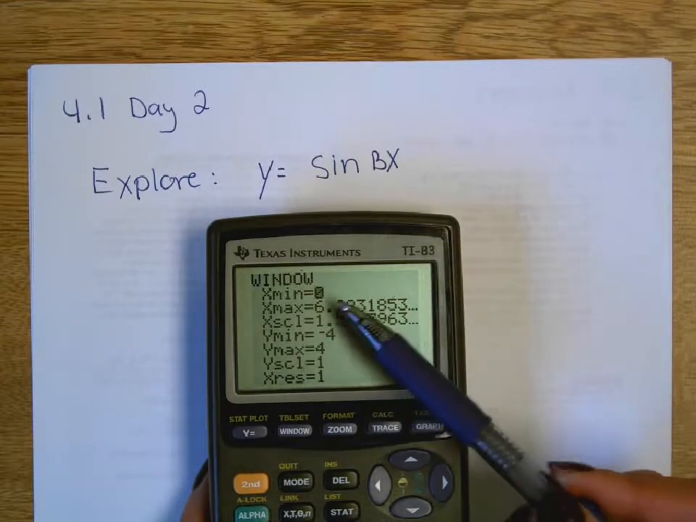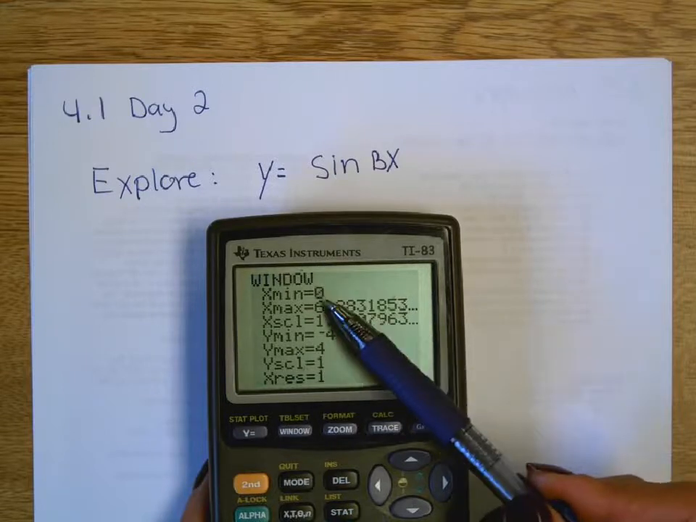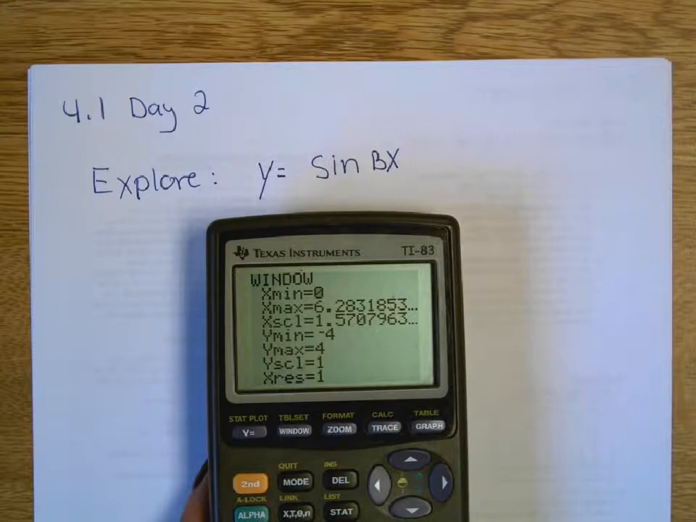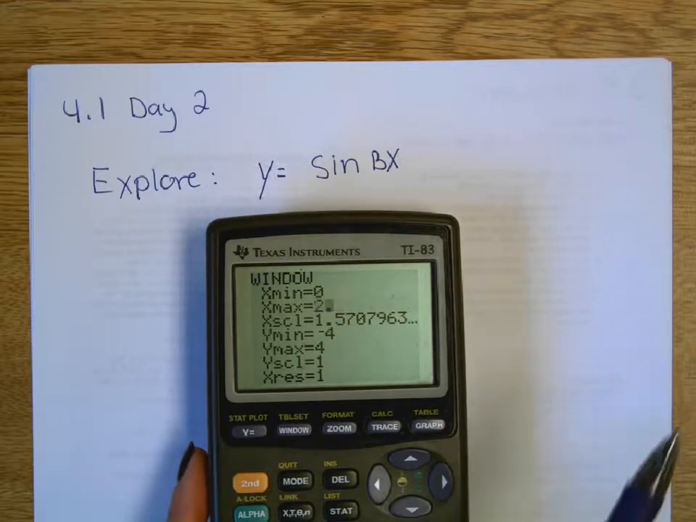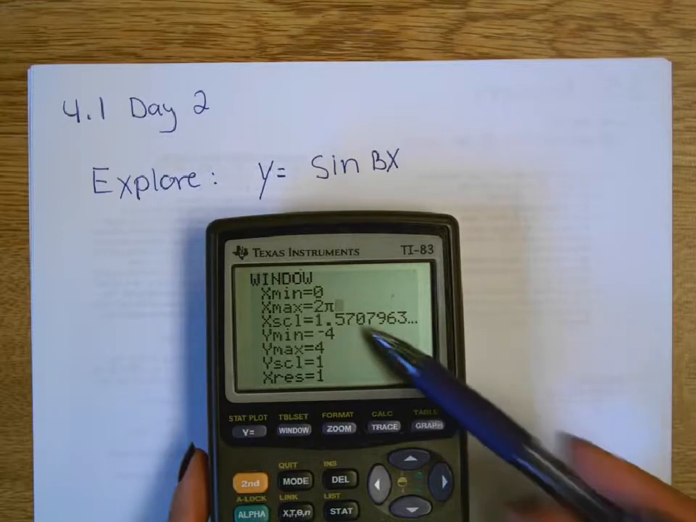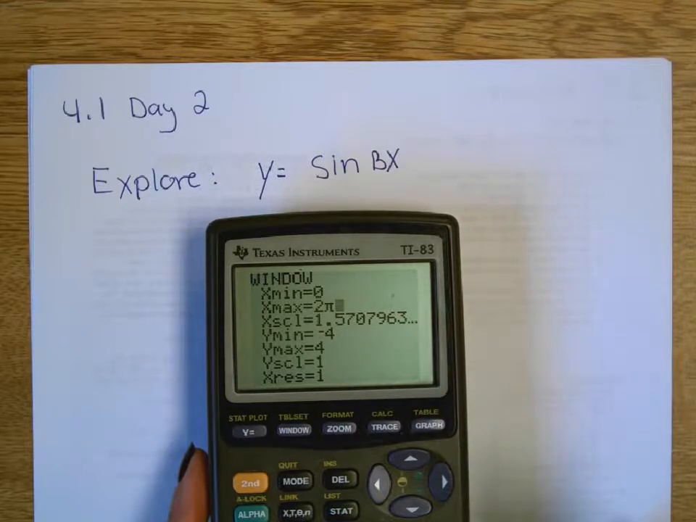Okay. Back to this. Sine starts at 0. Where does it finish itself before it starts repeating again? Just like the clock. How many radians? 2 pi. So for your max, I want you to put 2 pi. And I don't care what that x scale is at. That doesn't matter.